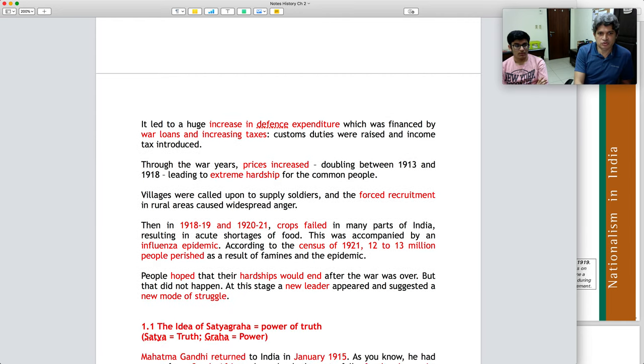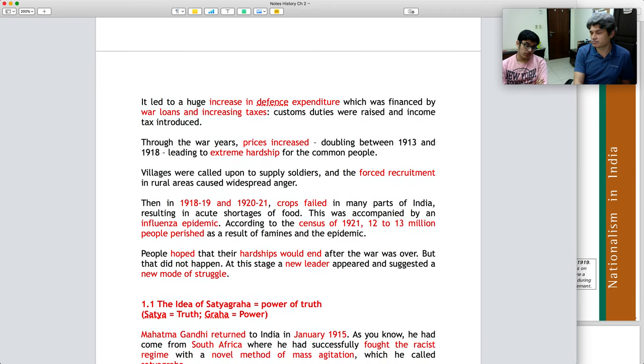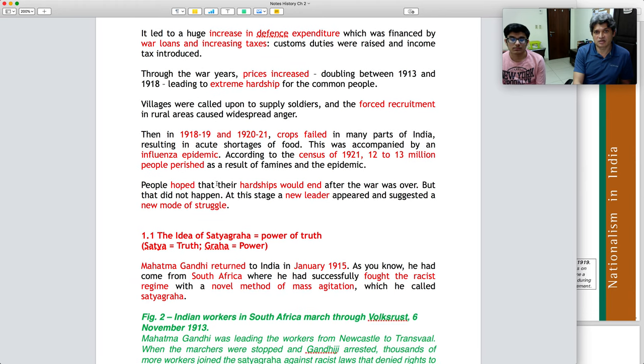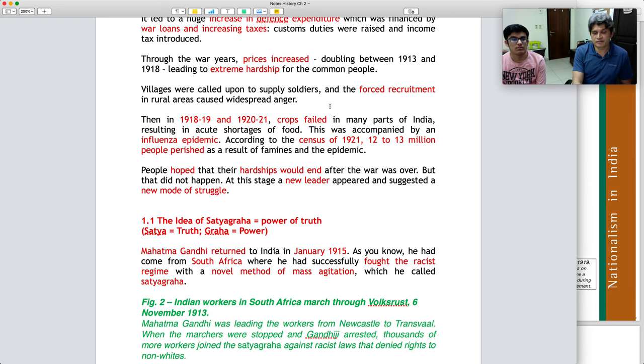Government. Yes. So through the war years, prices increased. They actually doubled between 1913 and 1918. So this led to extreme hardship for the people. Prices doubled, taxes increased, so people had to pay more money and they did not have money. And on top of it, the Britishers not only wanted more money and resources, they also wanted people to fight the war, to participate with them.